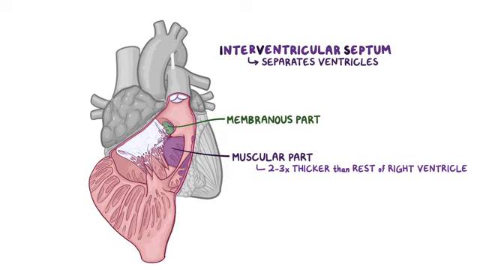The membranous part is a thin membrane that's part of the fibroskeleton of the heart, and it's located superiorly and posteriorly. On the right side of the IVS, the septal cusp of the tricuspid valve attaches to the middle of the membranous part.